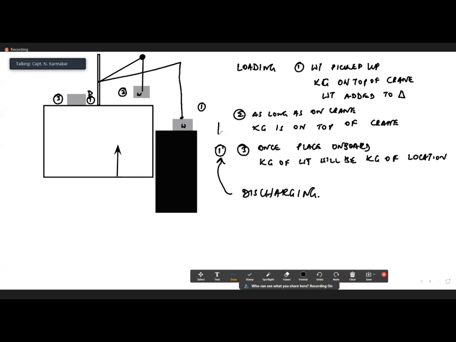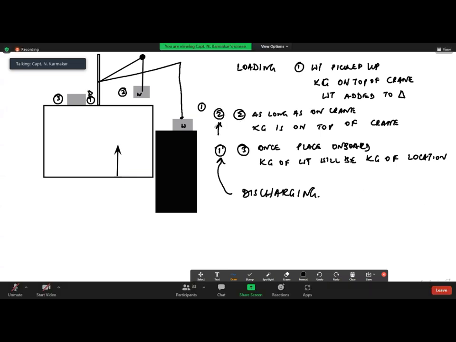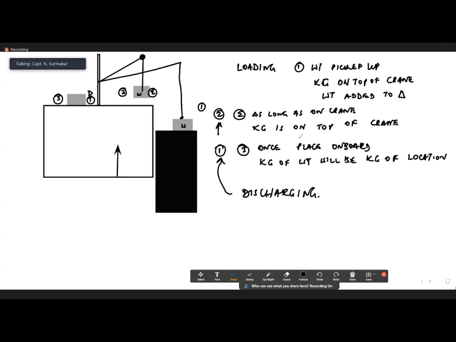Second will be the same. As soon as the crane picks up the weight, the KG rises to the top of the crane. And for discharging, this will be the third position. That is, as soon as the weight is released on the jetty, the weight is not part of the crane, not part of the ship, and therefore it is discharged from the ship. It is simple like discharging from the ship. Are we able to understand the concept? Yes, sir.